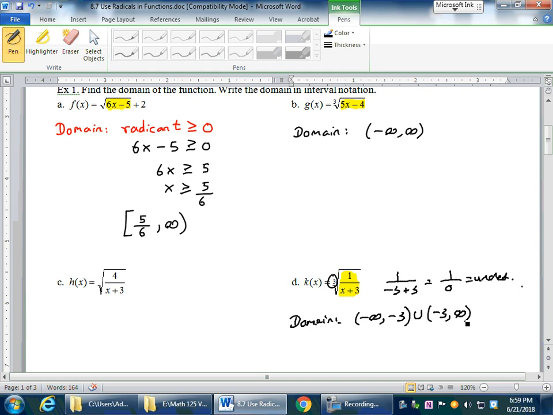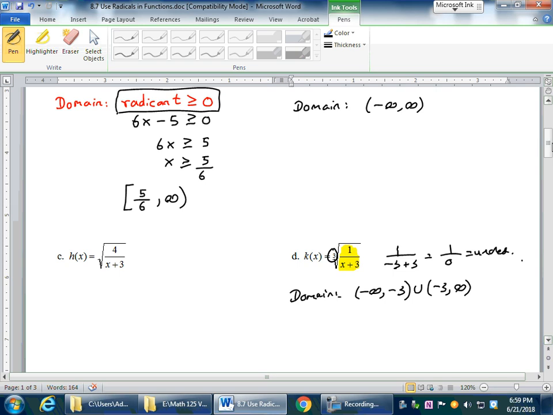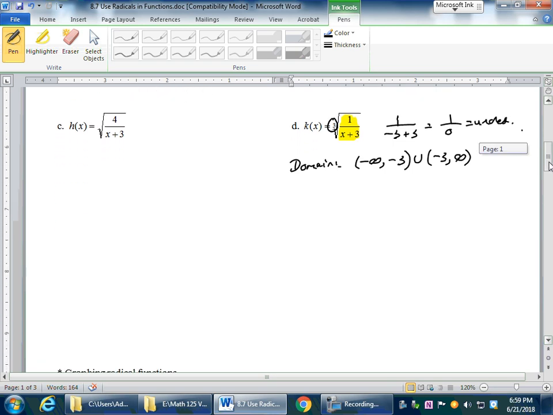However, if it is an even index, we need to follow the theoretical systematic part, which is the radicand must be greater than or equal to 0. So for the next example C, to find out the domain of the square root, my radicand must be greater than or equal to 0. So when I substitute the radicand, that is 4 over x plus 3 is greater than or equal to 0.